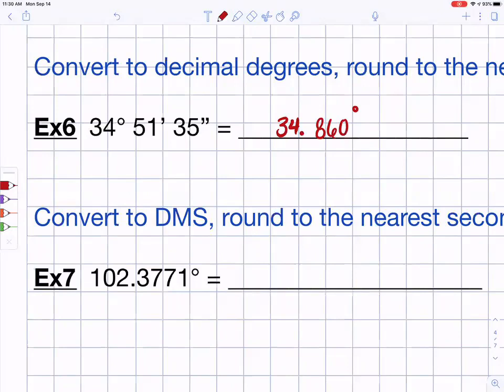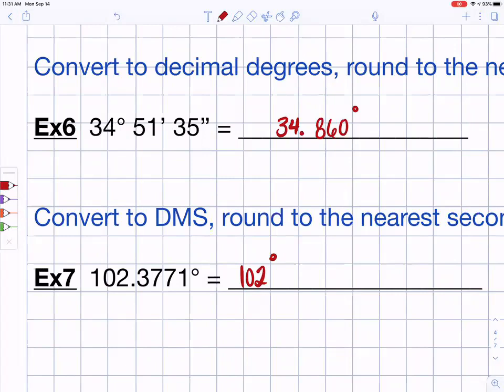Okay, one in decimals. Which one do you think is the more accurate version? The DMS, degrees, minutes, and seconds, or the decimal degrees? DMS is the more accurate. Okay, all right. So then let's go the other direction. In the same way, I don't have my calculator out, so I'm not doing this work. But if it says 102 point something, I already know that my answer is going to be 102 degrees something. Because it's 102 whole degrees plus a little bit more.